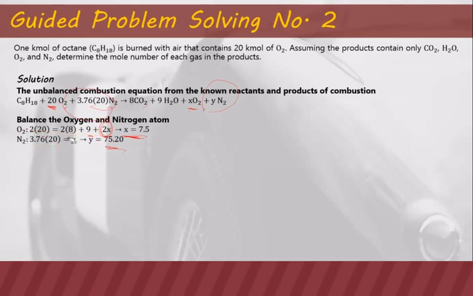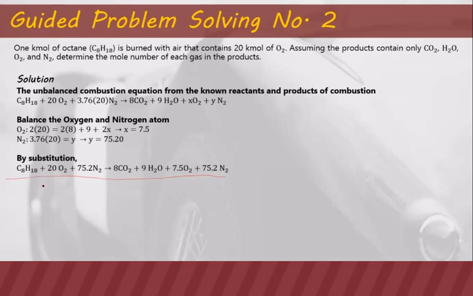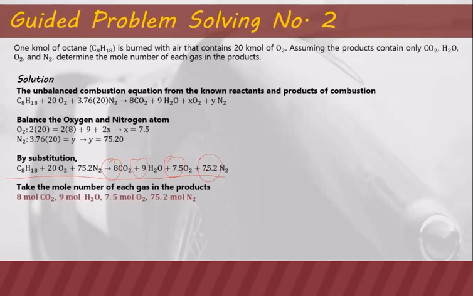As you can see, we're able to get the number of moles of the unknowns, X and Y. So we just have to plug those into our combustion equation. So we have this combustion equation now as a result of balancing nitrogen and oxygen atoms. Finally, we can take the moles of gas in the products. So we have 8 moles of carbon dioxide, 9 moles of water, 7.5 moles of oxygen, and 75.2 moles of nitrogen. So this is our final answer.